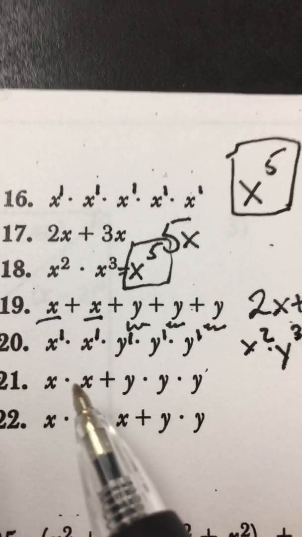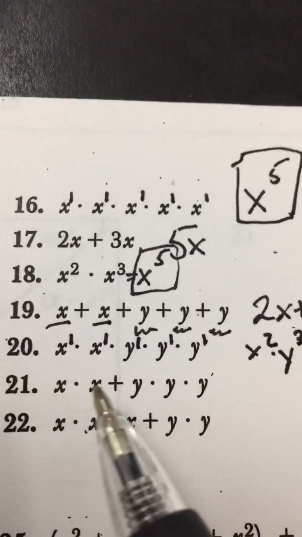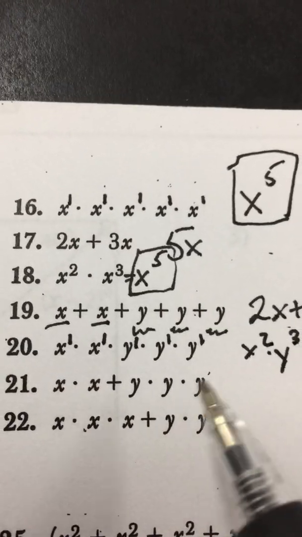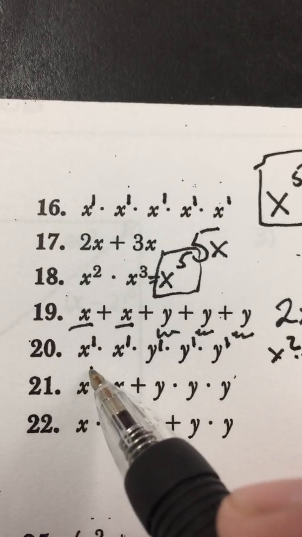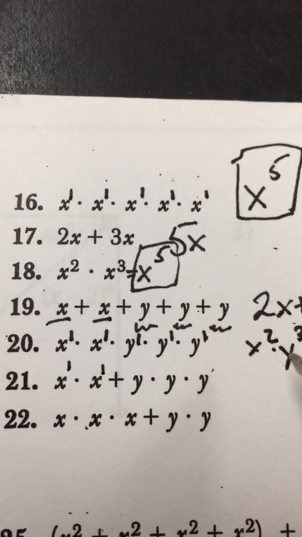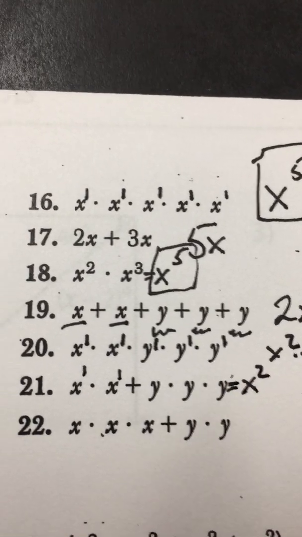This is a multiplication problem, but this is an addition problem, and these are being multiplied. So remember PEMDAS, we do multiplication first. So we're going to do this multiplication, and we're going to do this multiplication, and leave the plus sign between them. So when you multiply, you add the exponent. So x times x is x squared. I'll put a little equal sign here so we know that that's where that starts.